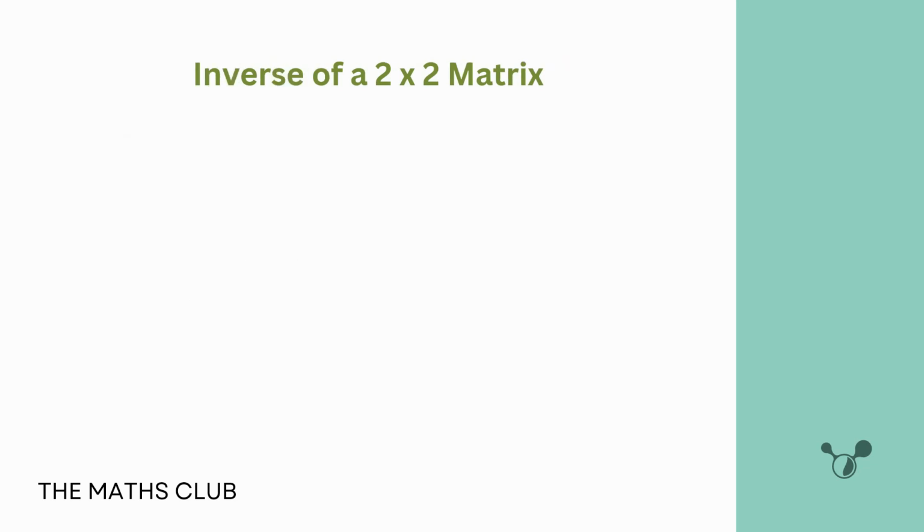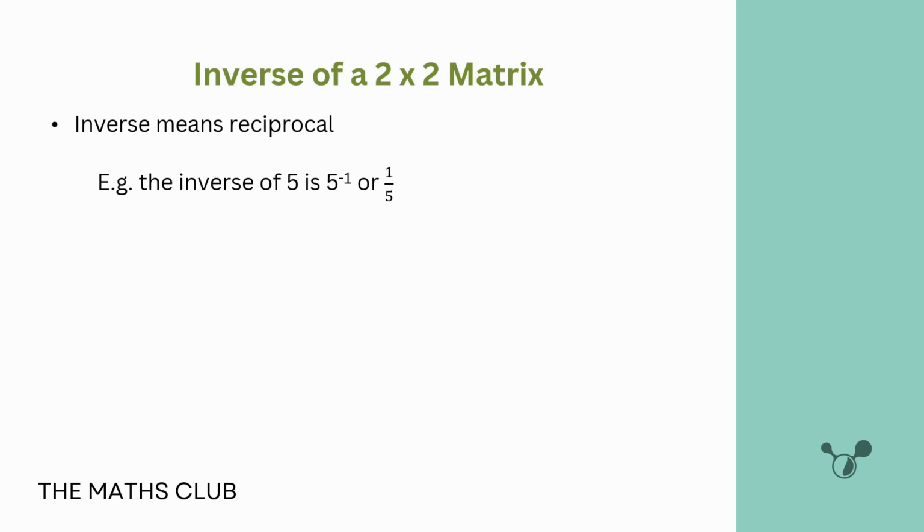Now, all of the things that we have been doing, all the multiplication, the determinant and everything, is bringing us to this point called inverse of a matrix. First off, when you hear the word inverse, what does that mean? Inverse means reciprocal. So if I say the inverse of 5, I'm saying 1 over 5, or 5 raised to the power of minus 1.